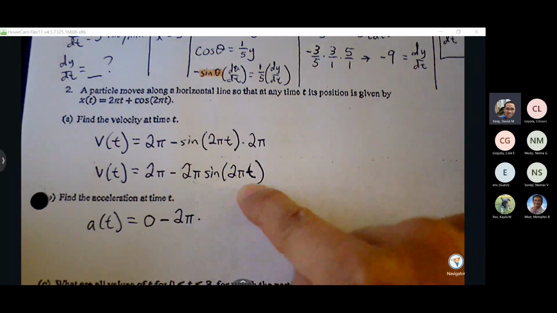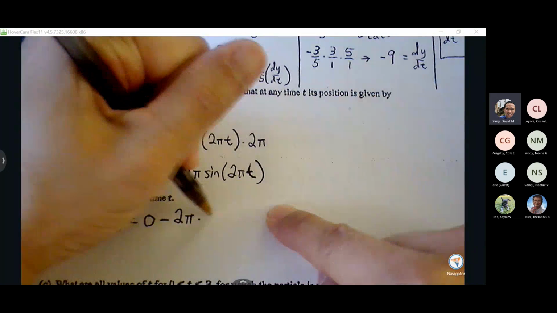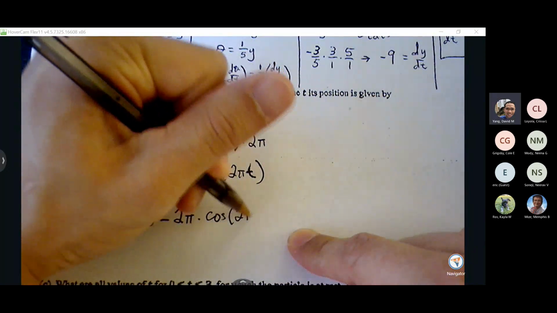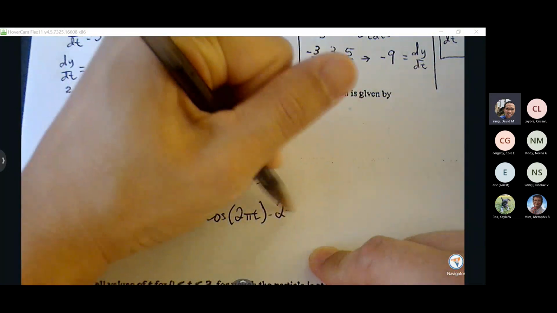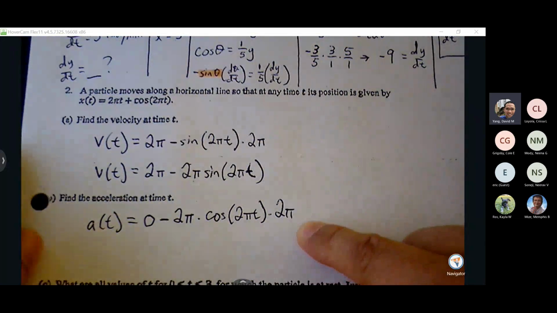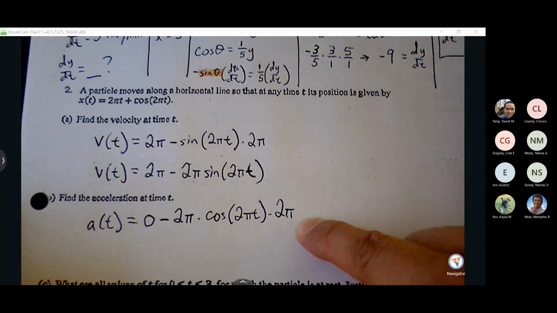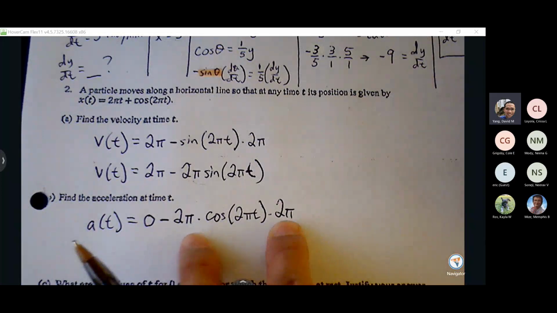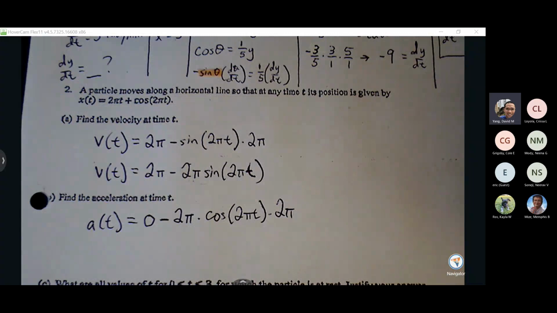So sine of 2 pi t becomes cosine of 2 pi t times 2 pi again. All right, so another u prime is going to show up. And just to clean this up, the 0 can go away. The 2 pi and 2 pi are in the same location. They're both outside the cosine, so I can merge them together.